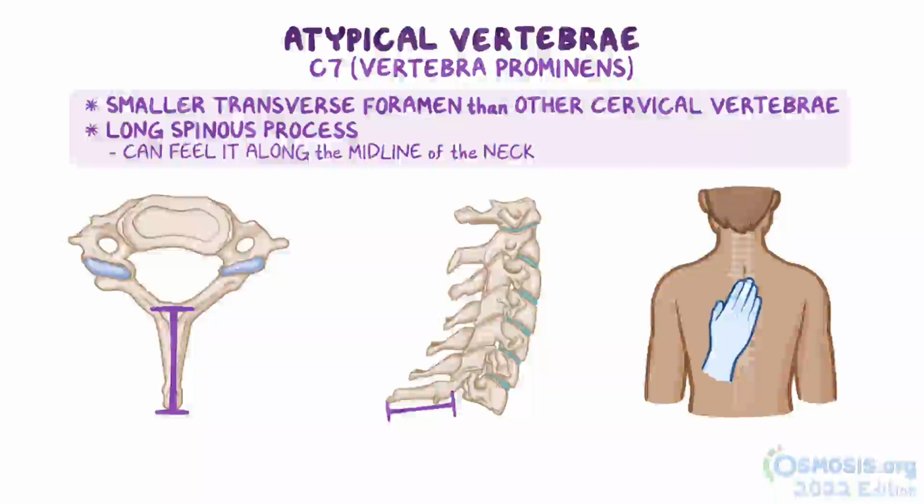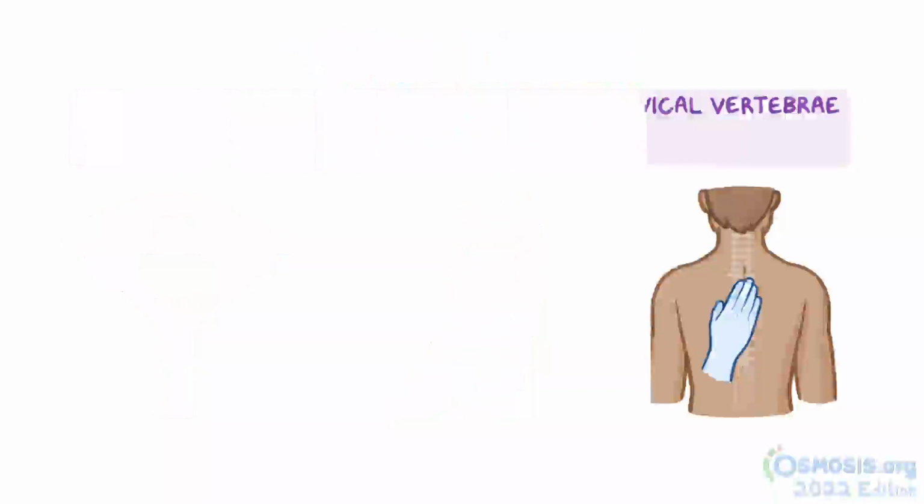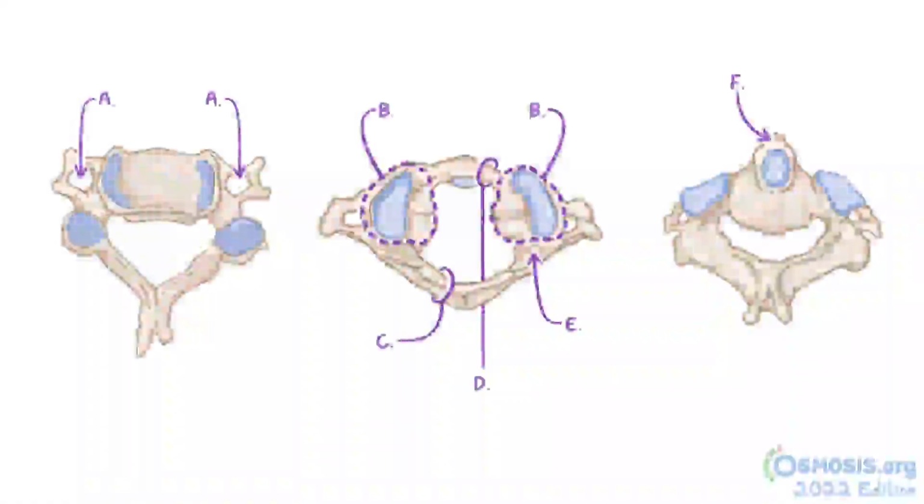Okay, vertebra prominens, we're done articulating the multifaceted details of the cervical vertebrae for now. Take a moment to see if you can recall the key structures of the typical and atypical cervical vertebrae.